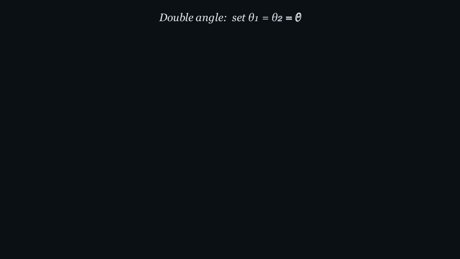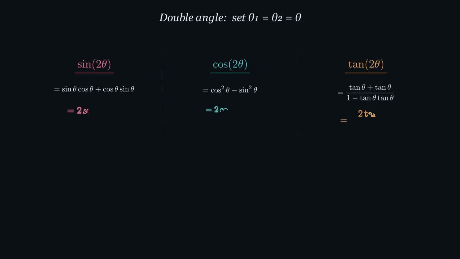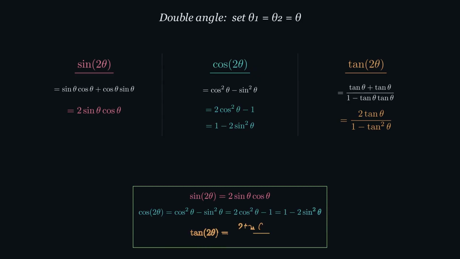Deriving the double angle identities from here is trivial. We simply set theta 1 equal to theta 2 and solve. Doing this for sine, we find sine 2 theta equals 2 sine theta cos theta. For cosine, cos 2 theta equals cos squared theta minus sine squared theta, which can be simplified using the Pythagorean identity to the two equivalent forms 2 cos squared theta minus 1 and 1 minus 2 sine squared theta. For tangent, we derive tan 2 theta equals 2 tan theta over 1 minus tan squared theta.